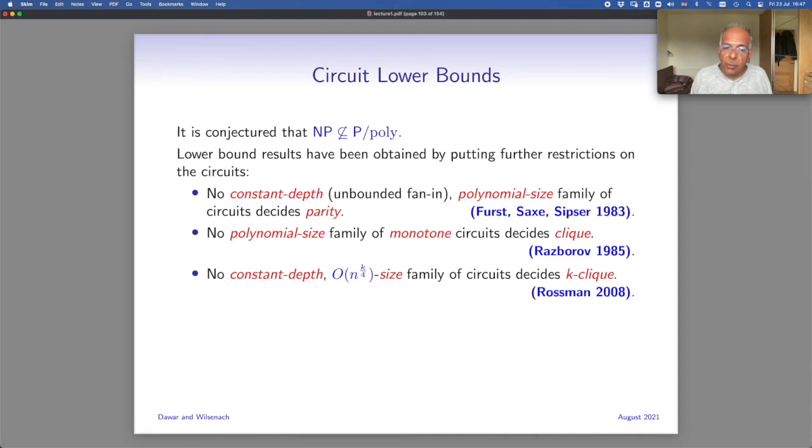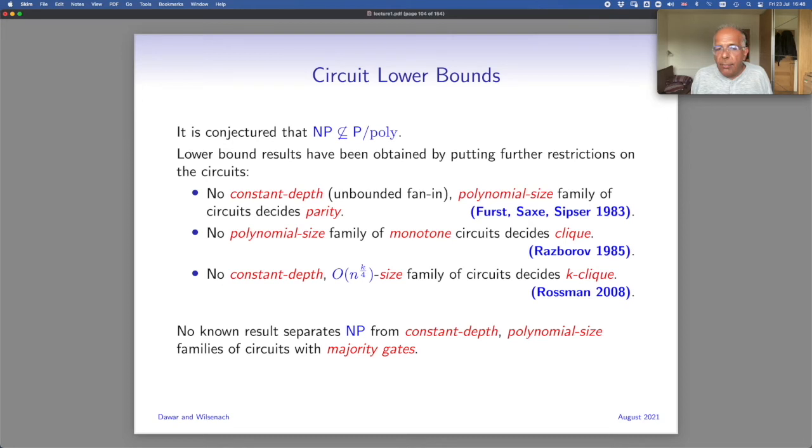Rossman gives a sort of bound for constant depth families of circuits deciding clique, by showing that you cannot get such a family of circuits whose size is n to the k over 4 if you're deciding k-clique. So these lower bounds are obtained by either bounding the depth of the circuit to constant or putting a restriction of monotonicity, which really means you don't have any negation gates.